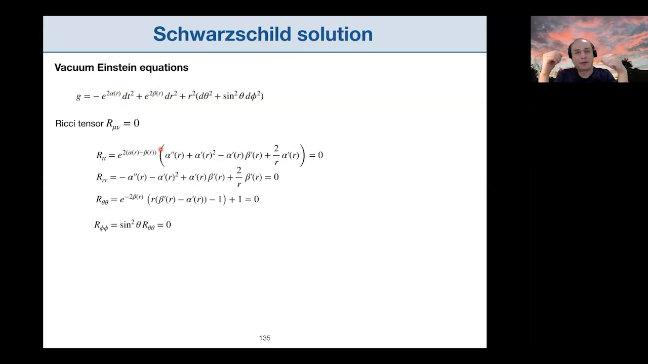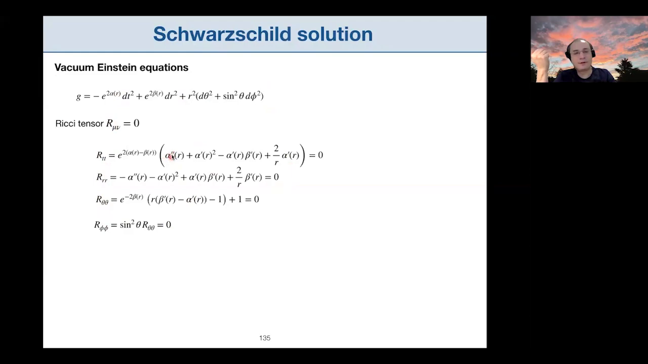You can derive the Christoffel symbols for this metric. They're not that hard to calculate. Then the Riemann tensor, which is a bit cumbersome, but again, possible. Out of that, we can build the Ricci tensor, assume that it's equal to zero, and we get, in fact, four equations, because there are four non-vanishing components of R mu nu in this metric. These are the tt, rr, theta theta, and phi phi. Here's what they look like.